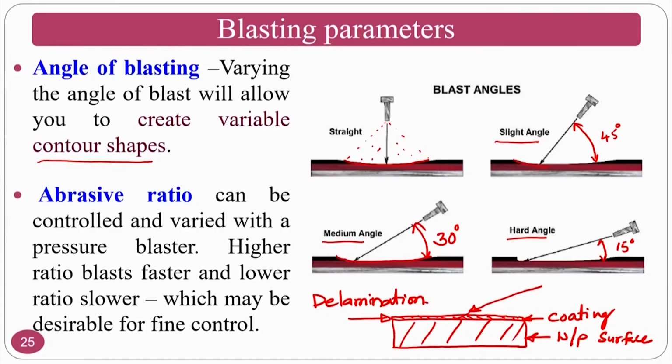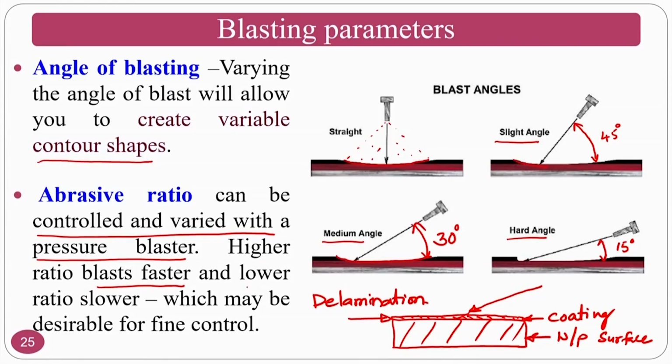So the abrasive ratio can be controlled and varied with the pressure blaster. That means whatever the pressure is, your abrasive ratio will depend on that. Abrasive ratio is normally the abrasive particles relative to the air that is flowing. Okay. So if your air pressure is very high and abrasive particles are very few, the abrasive ratio is very low. So if you want to go for a higher ratio of the blast, it is faster, and a lower ratio is slower. Normally, if the ratio is very low, what will happen?